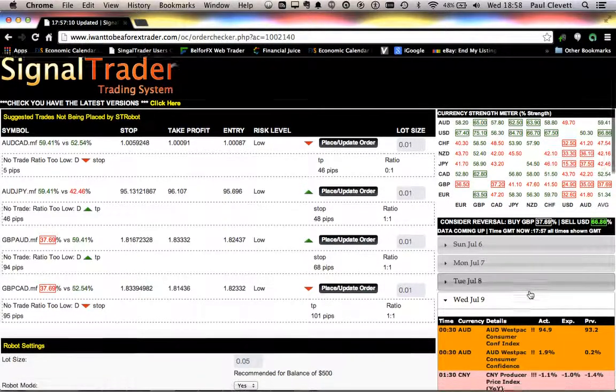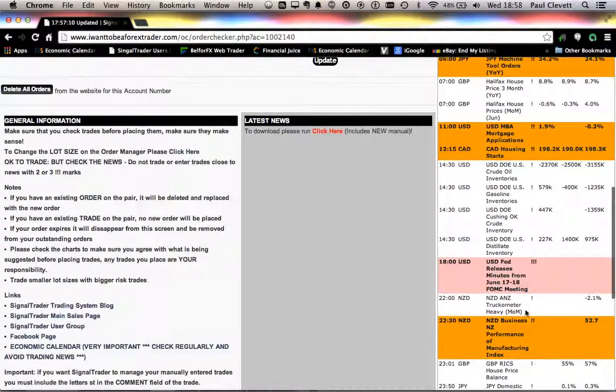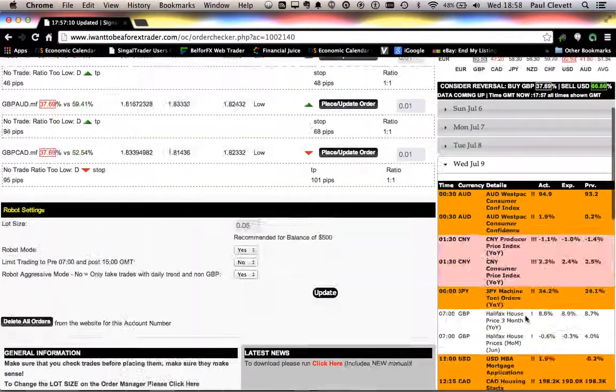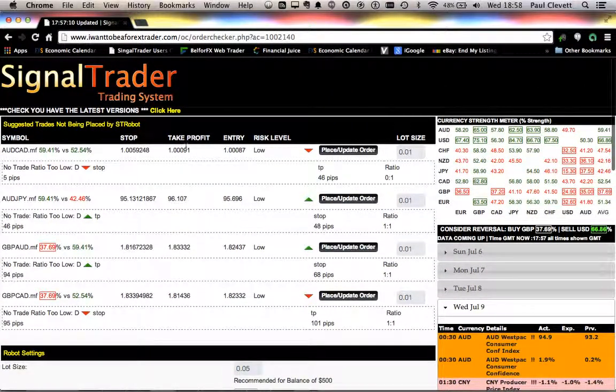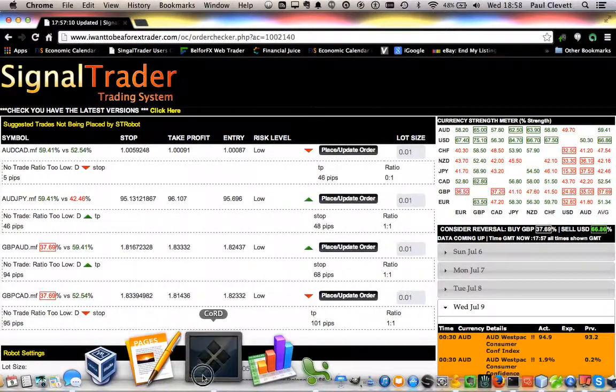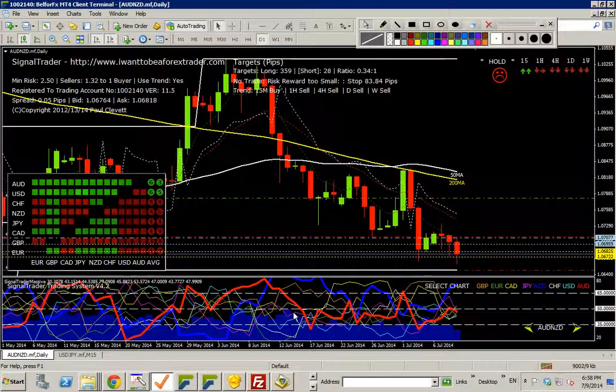We've got the currency meter. We've also got all the latest news and trading news here, which is quite useful, and some news information. So that's part of the system. There's also a user group. We've also got a Skype chat room that's online all the time. So there's all those things going on to help you to trade, and that's basically how the SignalTrader Forex trading system works.